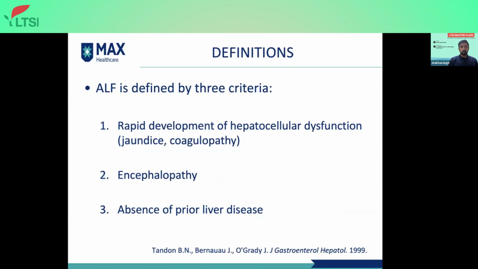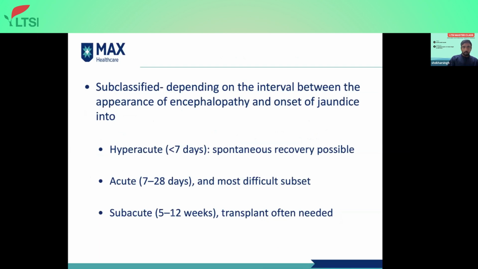ALF is defined by three criteria, as we all know: rapid development of hepatocellular dysfunction defined by jaundice and coagulopathy, encephalopathy, and absence of prior history of any liver disease. Further, ALF can be classified depending upon the duration between jaundice and onset of the encephalopathy: hyperacute when it is less than 7 days, acute when it is 1 week to 4 weeks, and a longer period is called subacute liver failure. This classification is important prognostically because the hyperacute are most likely to survive without liver transplant, and the subacute are most likely going to need liver transplant.